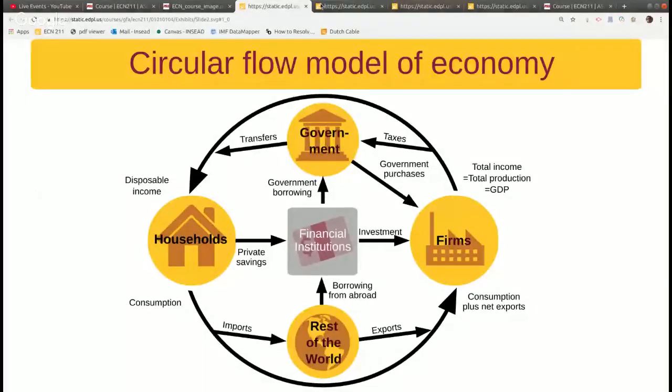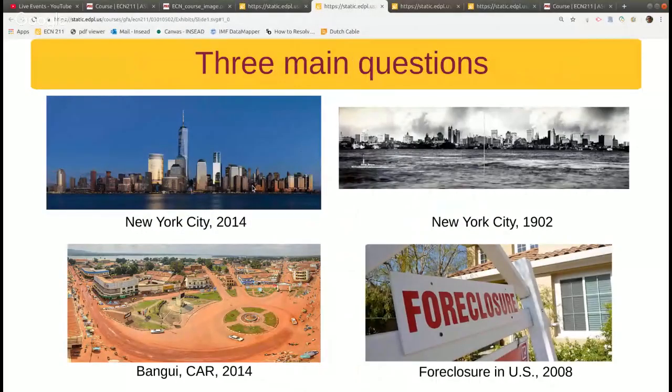And that set of questions has to do with these pictures. And basically, there are three main questions here. Why is New York City in 2014 so much richer than New York City in 1902? This is known as the growth question.